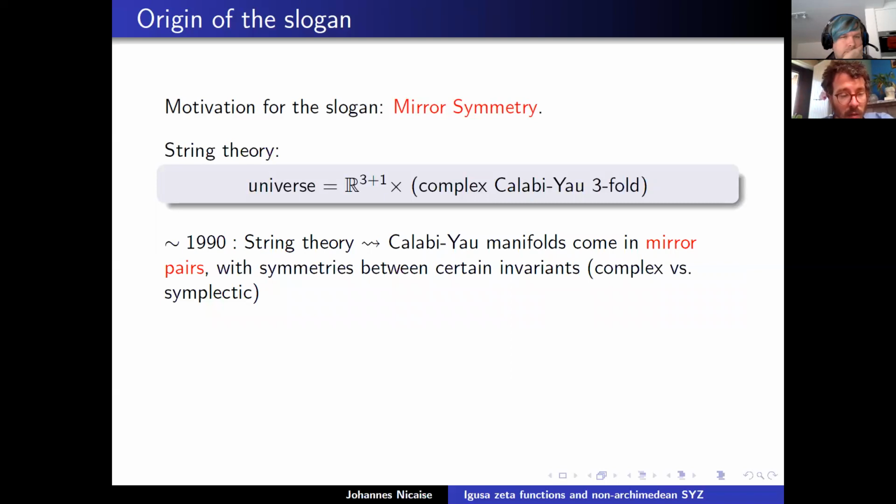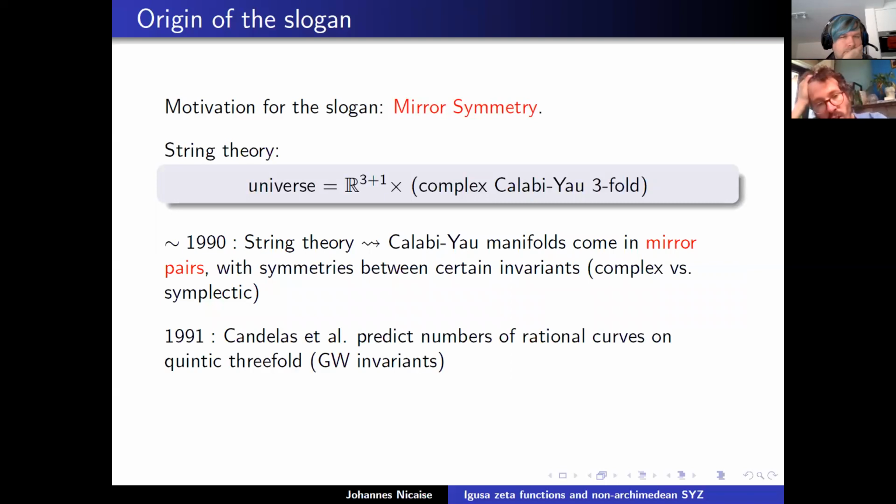And so this has far-reaching implications in algebraic geometry. For instance, Candelas and his co-authors used this idea to predict numbers of rational curves on the quintic threefold. That was a long-standing problem in algebraic geometry. This is the calculation of so-called Gromov-Witten invariants. And Candelas and his co-authors managed to pull this off by using mirror symmetry to reduce the calculation to a calculation of period integrals on the mirror partner, which is easier to do.